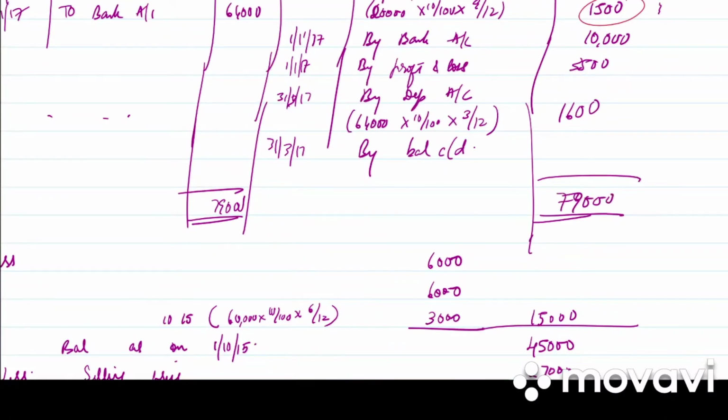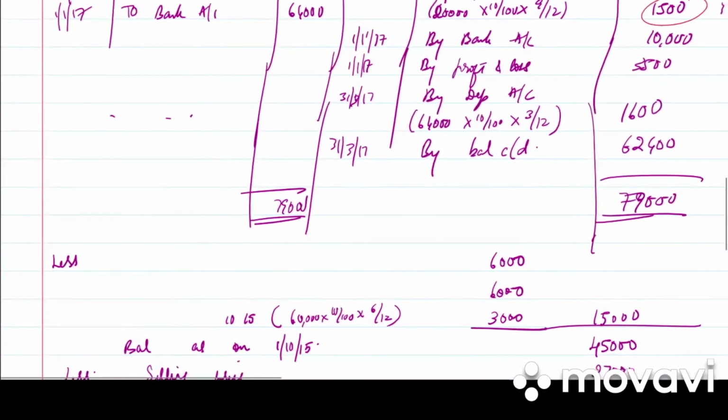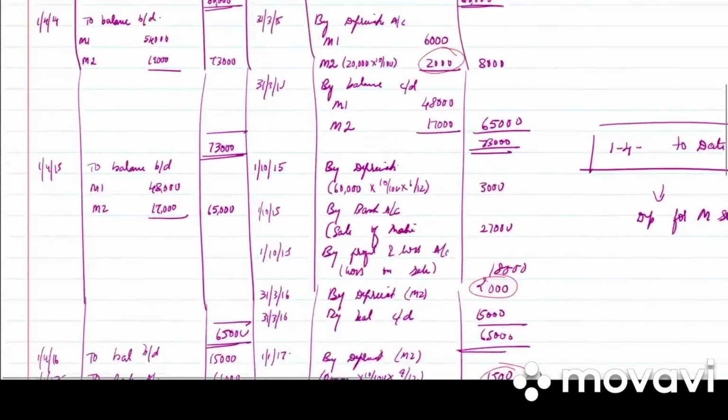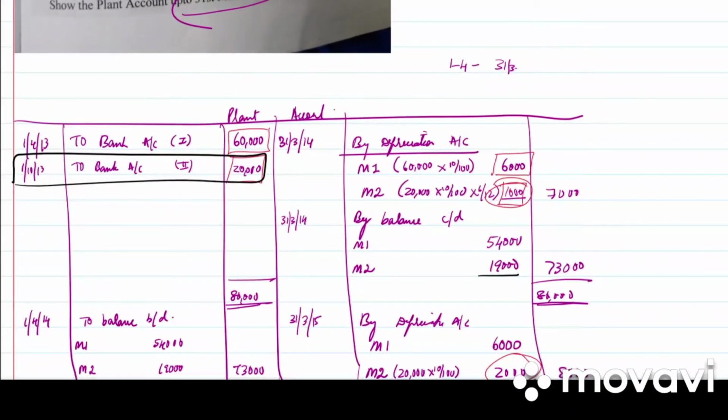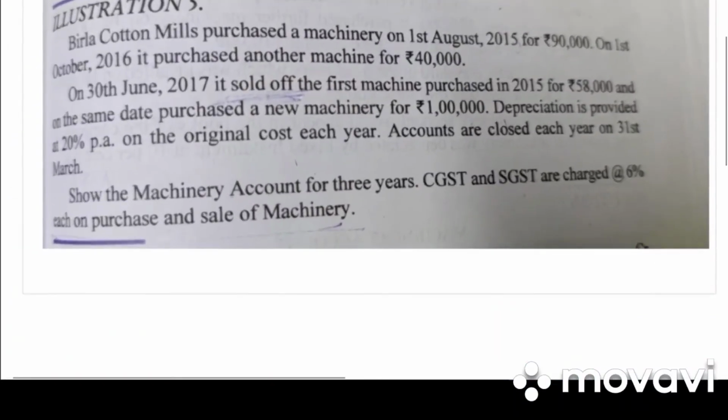79,000. So the balancing figure is 62,400. On 1st April 2018, to balance brought down 62,400. So this is how you work out the problem. As and when you practice, you will be able to understand it in a better way. Clear? Next, let us take up illustration 5.